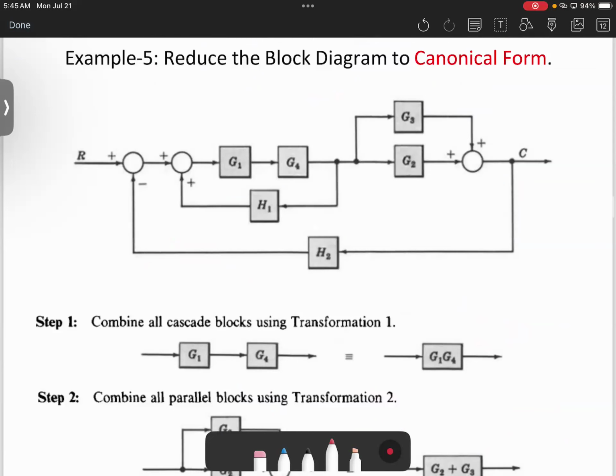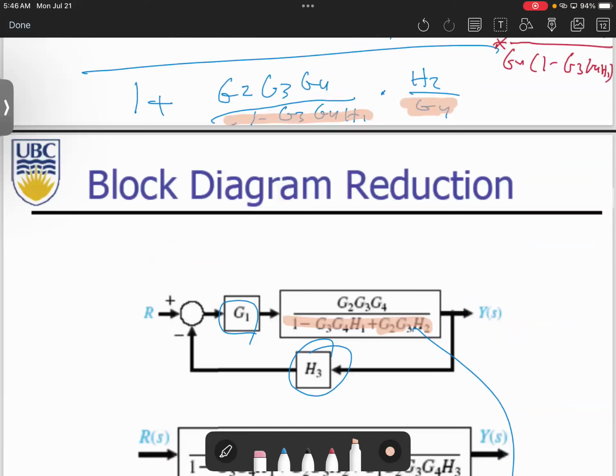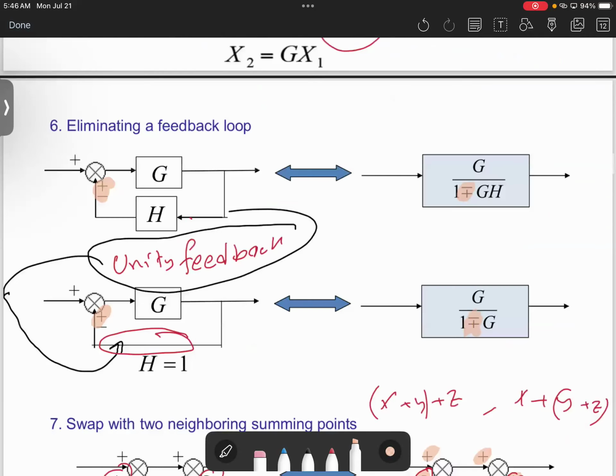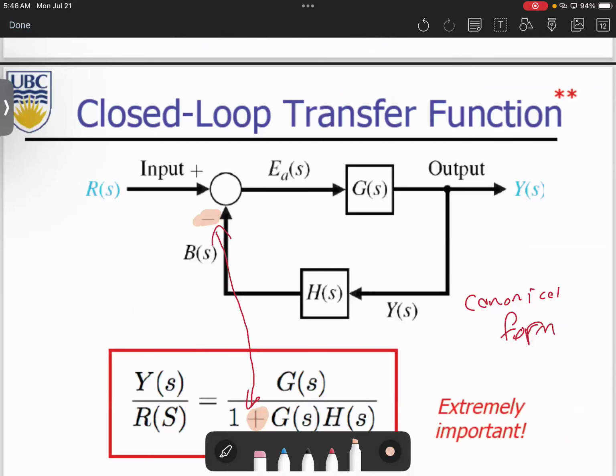The next thing, we need to reduce this into canonical form. Now it's not closed loop. We need to make it canonical form. What does canonical form mean? Let me go back a few slides. Like this. Make it like this. How can I do it?